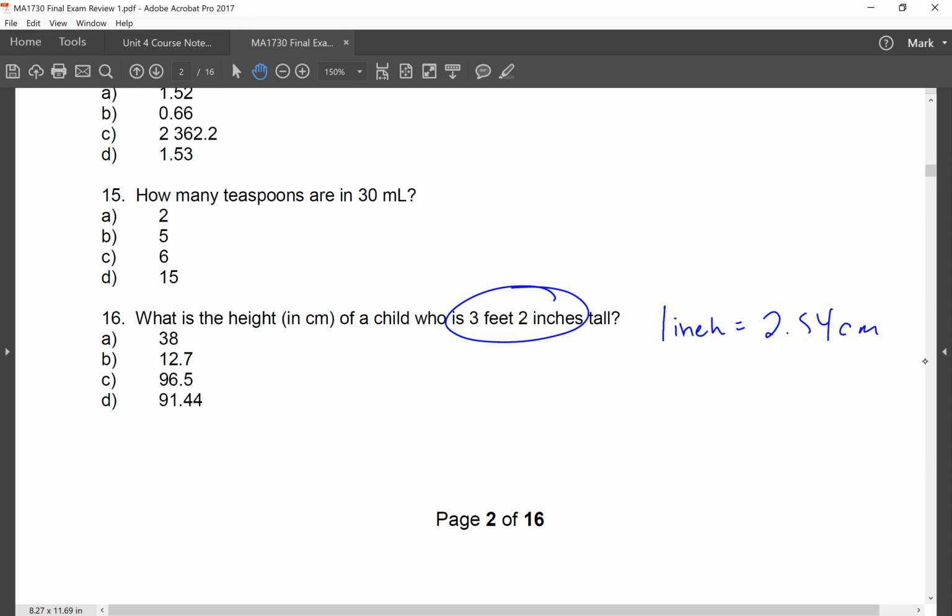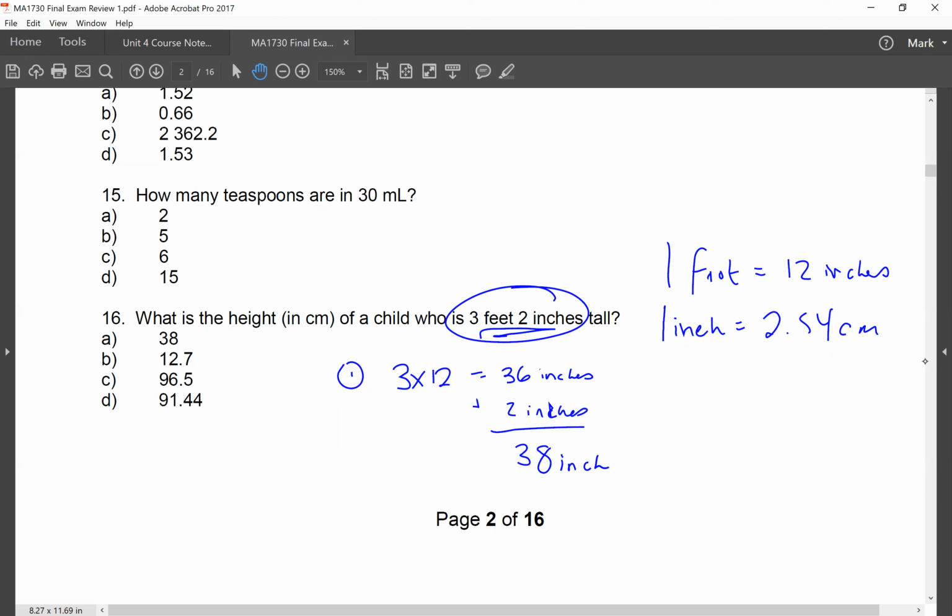The issue here is the way that we convert this height from feet to inches, and then into centimeters. I also know that in 1 foot, there is 12 inches. So step number 1 is to figure out how many inches this is total. Well, this person is going to be 3 times 12, which is 36 inches. Now that's 3 feet, plus 2 inches. So this person is 38 inches tall.